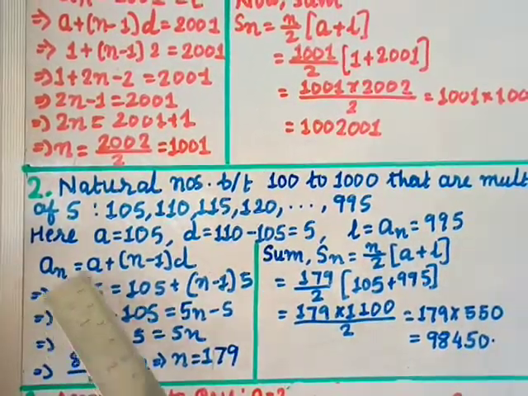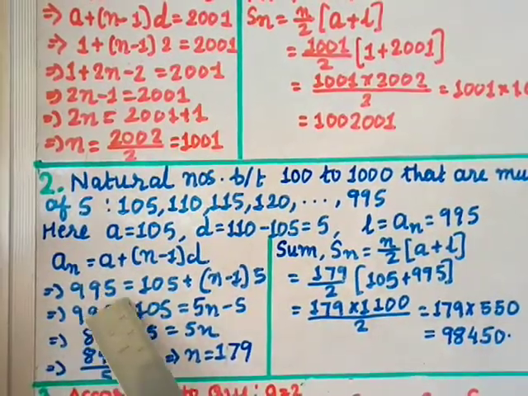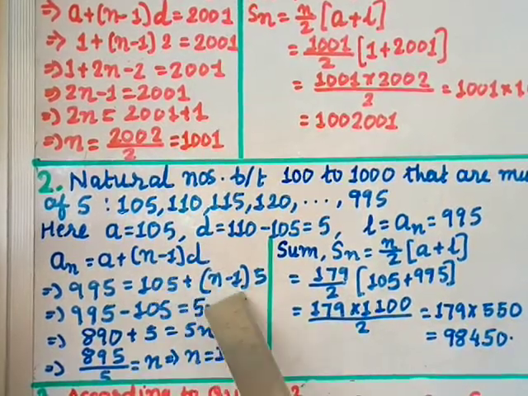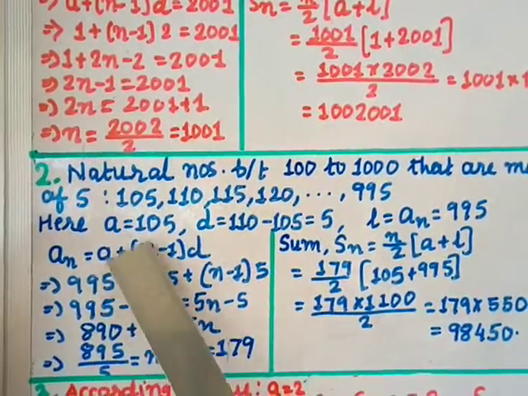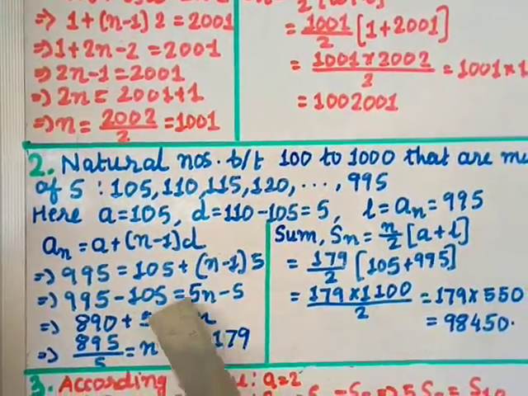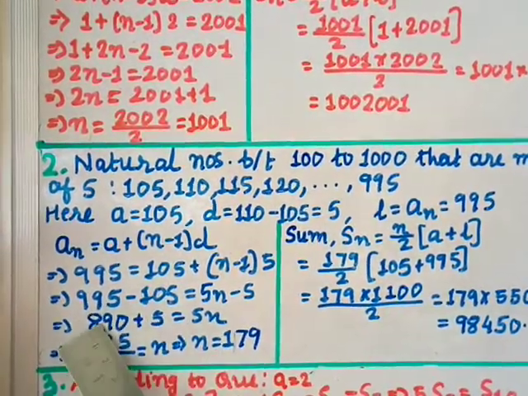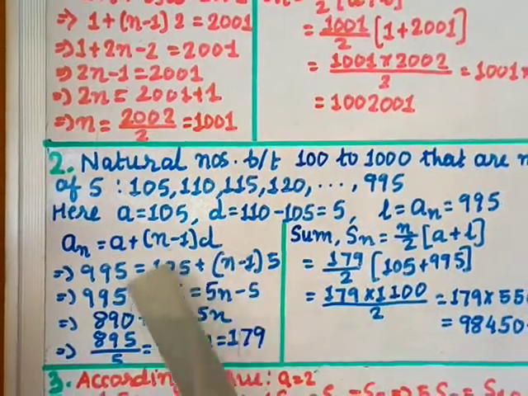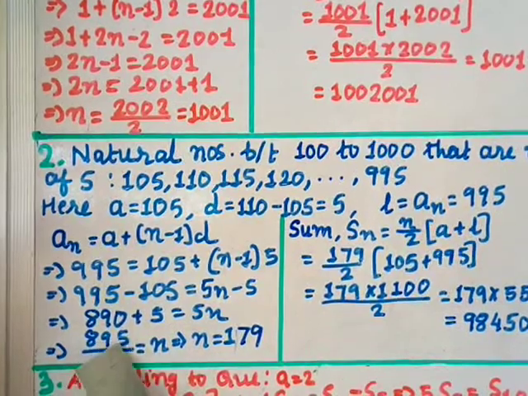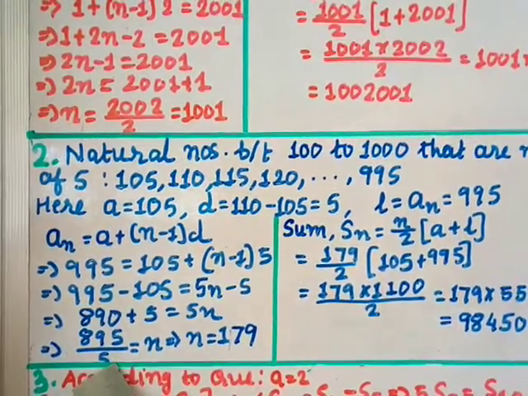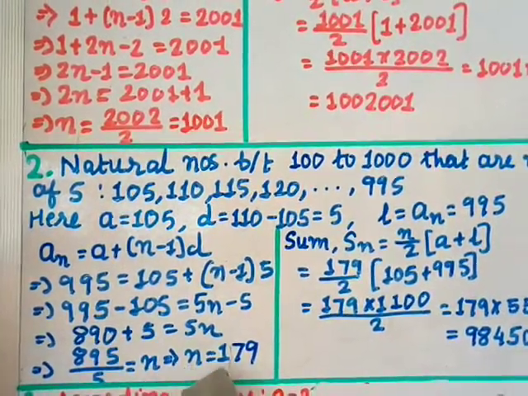Okay, now an, the same formula, a plus n minus 1 into d. An value is 995 equal to a is 105 plus n minus 1 as it is, and the common difference d is 5. 995 as it is, this 105 transfers, so it becomes minus 105 equal to 5 multiplied here, so 5n minus 5. So this difference is 890, minus 5 transfers, it becomes plus 5, and here 5n. Okay, this addition is 895 and this 5 if you transfer over here, it will go in the denominator. So 895 by 5 equal to n. Find the division, you get n value as 179.